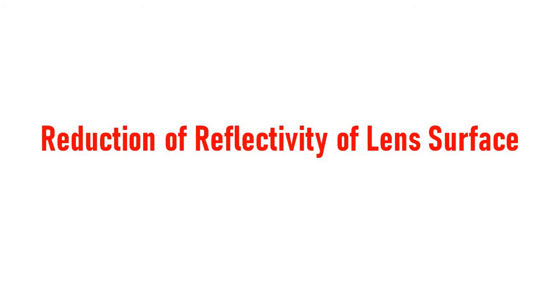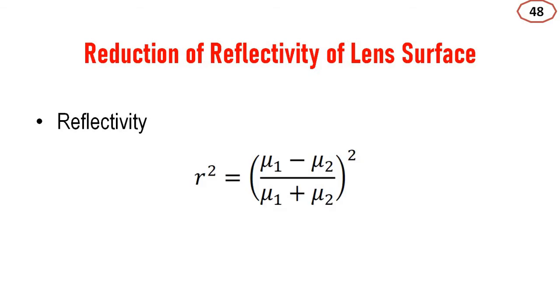Reduction of reflectivity of lens surface. In this topic, we are discussing how to reduce the reflectivity of lens surface. We have the equation for reflectivity, r square equal to (mu1 minus mu2) divided by (mu1 plus mu2) whole square. Mu1 and mu2 are the refractive indices.